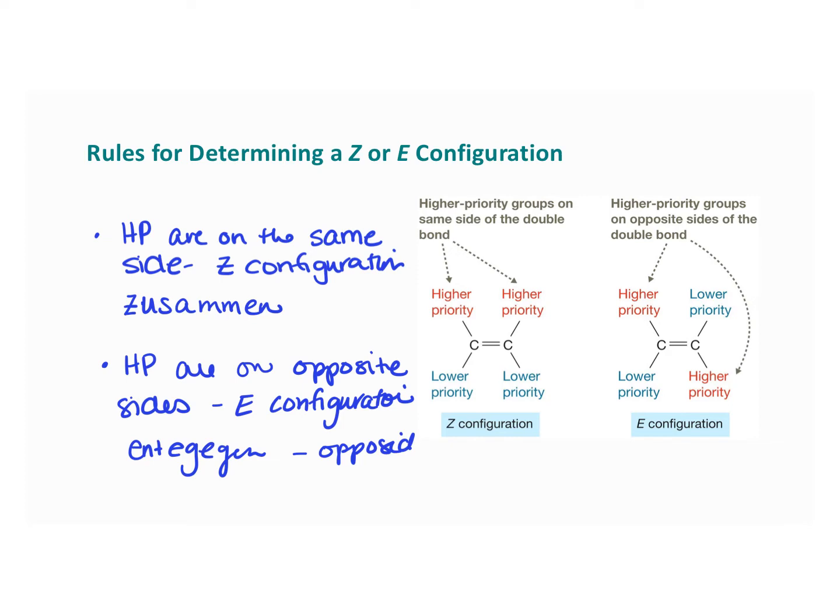Now, here is how I remember it. I love alliteration. So Z is the same or same side. The other way that I remember this is the E configuration is on opposite sides. I want you to notice there's a consonant here and a consonant here, and a vowel here and a vowel here. So the vowels go together and the consonants go together. If that works for you, that's great. If it doesn't, just ignore that. I want us to look at some examples of this.